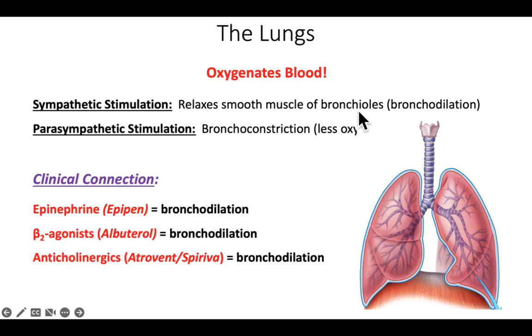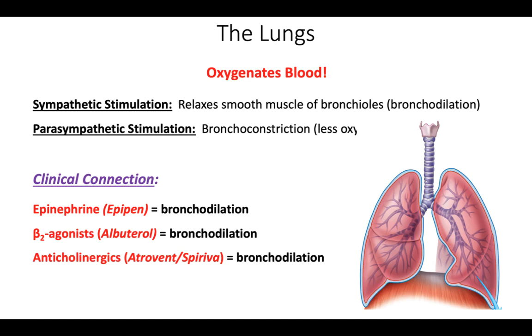Those bronchioles have smooth muscle. When you relax the muscle, it opens up the airways. We call that bronchodilation. That is done using sympathetic stimulation. Parasympathetic stimulation constricts the airways and reduces the amount of oxygen that enters those airways, and therefore it can enter your blood. So at rest, your airways are constricted. During fight or flight, E situations, exercise, your airways bronchodilate.